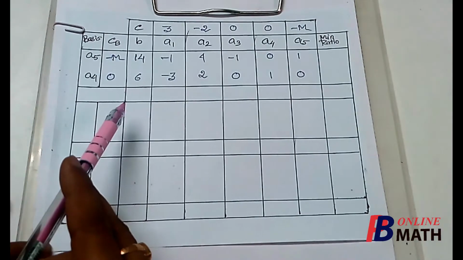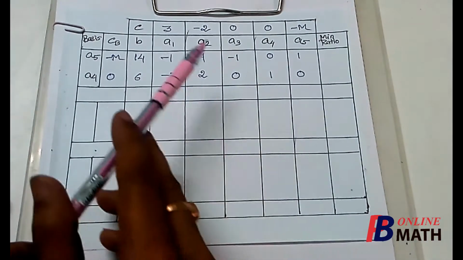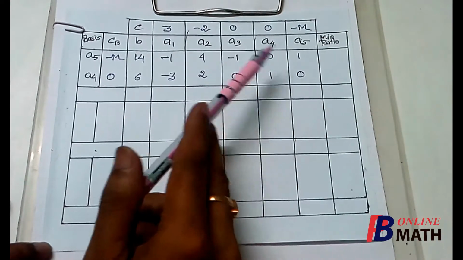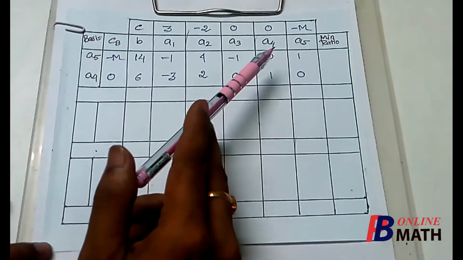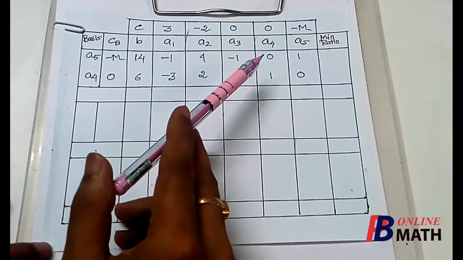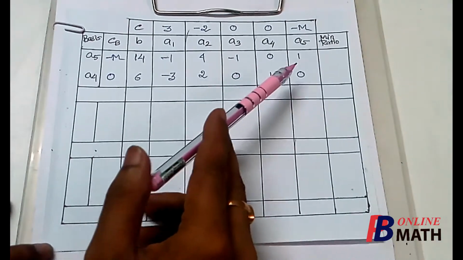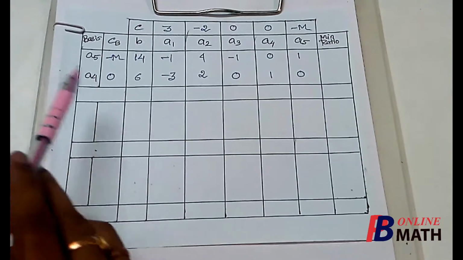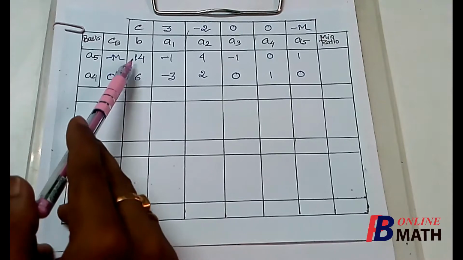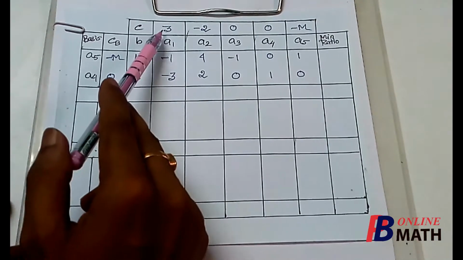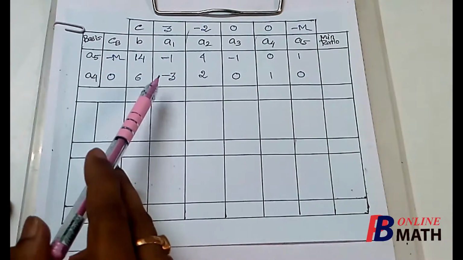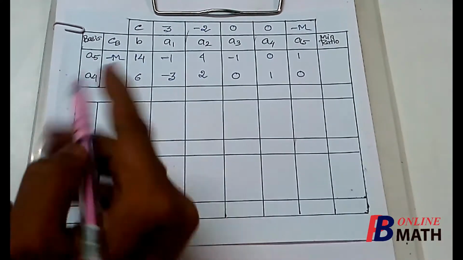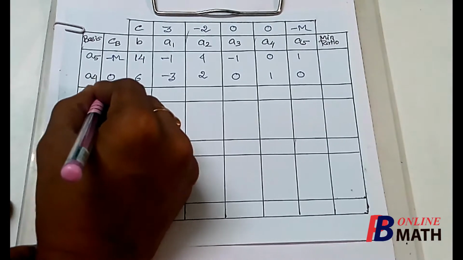Here we have constructed the initial part of the simplex table. These are the coefficient vectors a1, a2, a3, a4, a5, out of which a5 and a4 constitute the unit basis vectors, 1 0 and 0 1. So we write a5 first and then a4. This is the b vector, 14, 6. This is the cost vector. Now we have to find Zj minus Cj. So here we write Zj minus Cj.